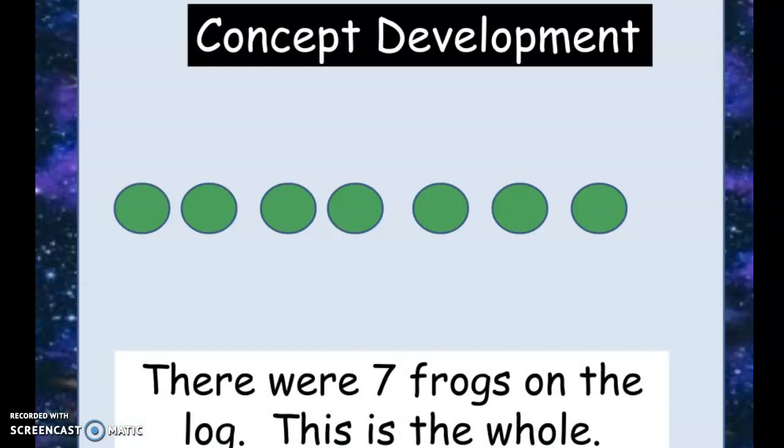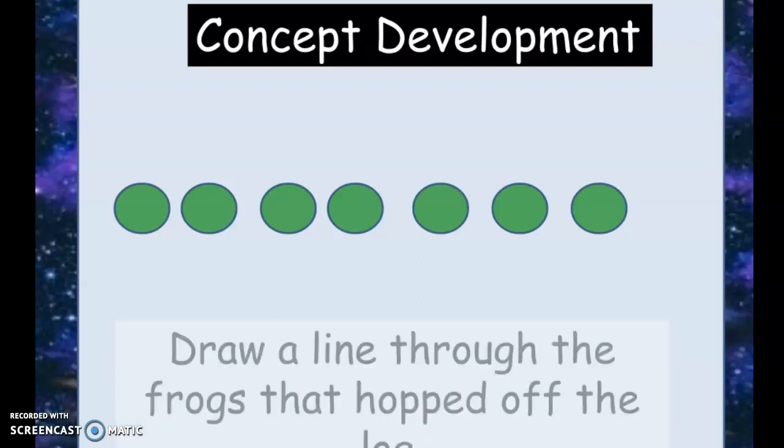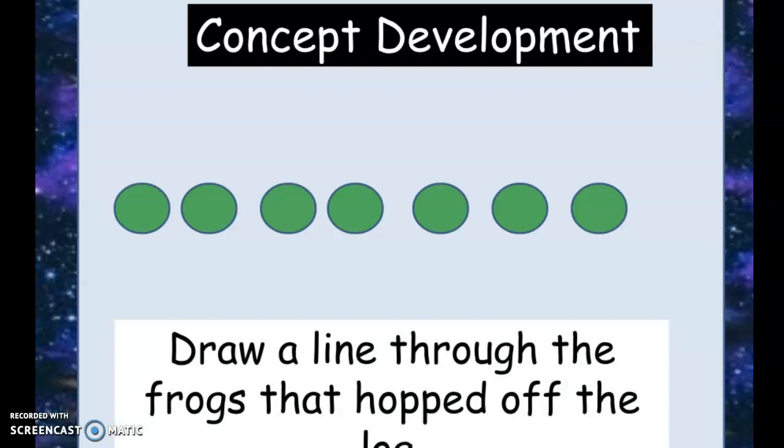There were 7 frogs on the log. The number 7 is the total amount, the whole amount. Draw a line through the frogs that hopped off the log. There's our minus sign. Cross those out. Those are the ones that hopped off.